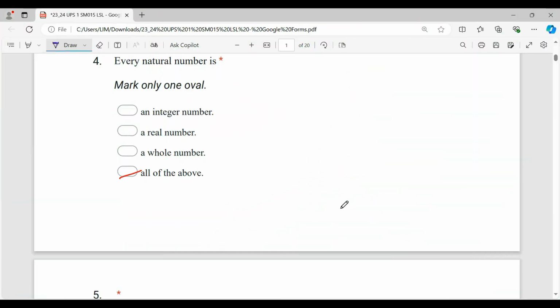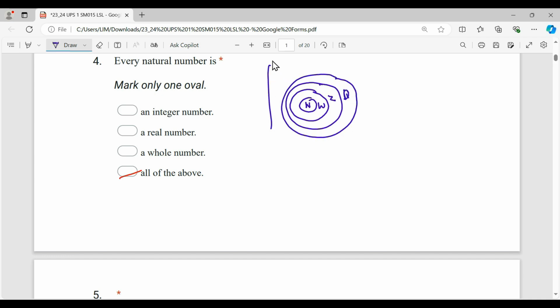Hi everyone, in this video we're going to discuss the question on UPS. For the first question, every natural number. As we know, natural number is the smallest subset, then bigger will be whole number, then followed by integers, then followed by rational, and lastly all of these are under the set of real number. So every natural number is an integer, is a real number, is a whole number. All of the above is the option.